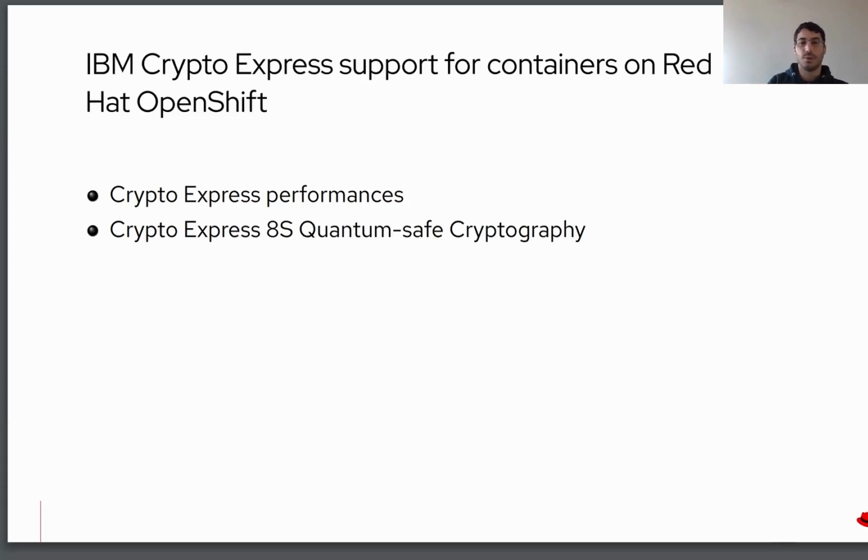And the way that you can do this with OpenShift is with the device plugin. So what you have in OpenShift are those containers that you can use to be in the same pod as your application, and effectively those will provide additional services to your application. And one of those can be the CEX device plugin, that will allow you to use all those Crypto Express features.